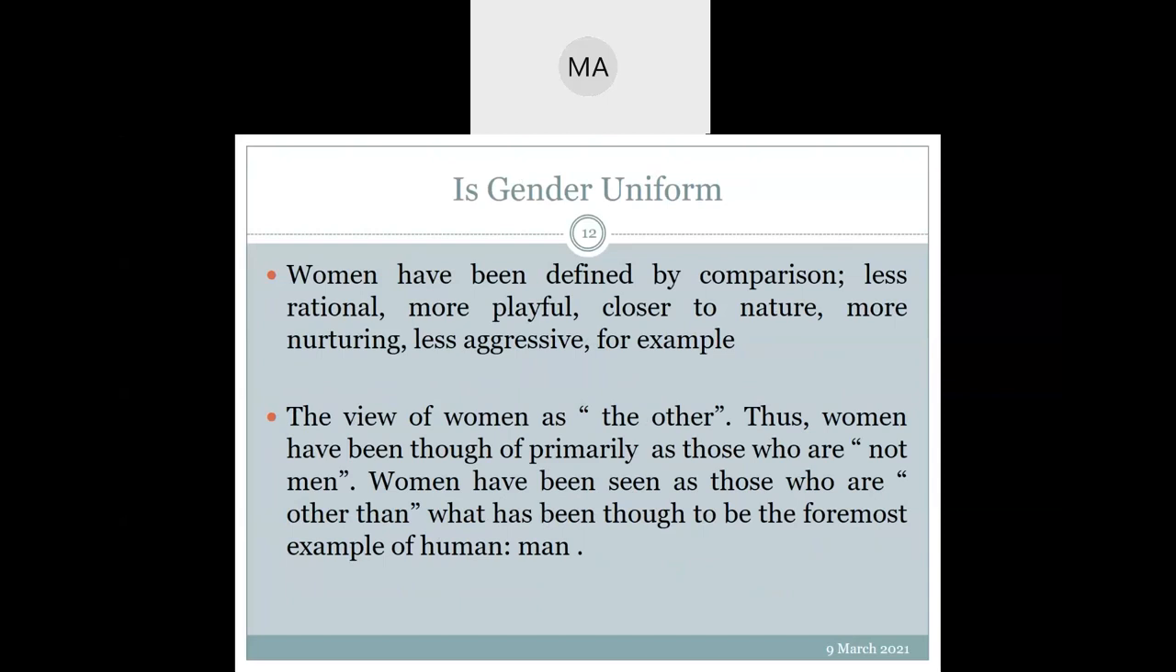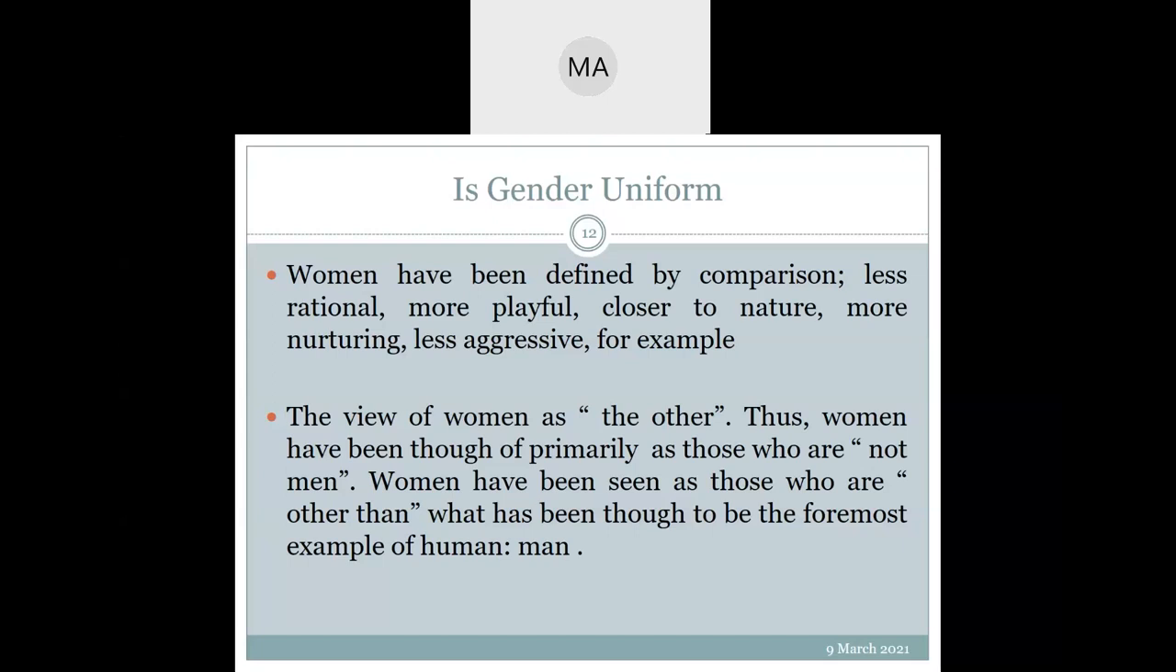So women have been defined by comparison. This is one of the gender-related issues given for the woman. They can say they are less rational, that means they cannot argue, they cannot justify what they want to do, and they do not resist any responsibility and duty given to them. That's why they cannot rationalize. And some say they are more playful, which is more practiced by men than women. And they are closer to nature, more nurturing, less aggressive. These are some of the examples given about women at this time.